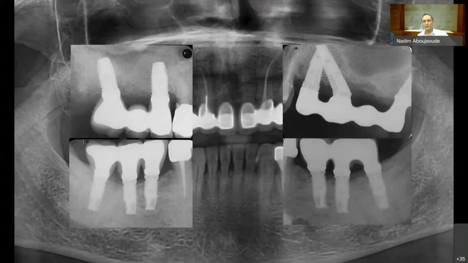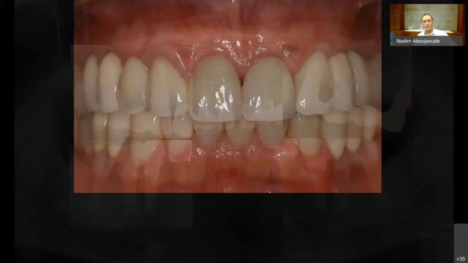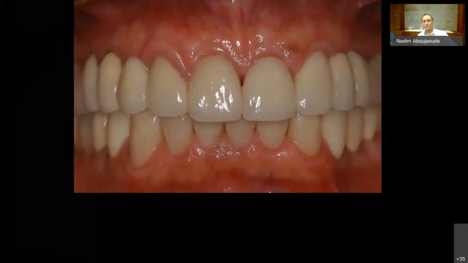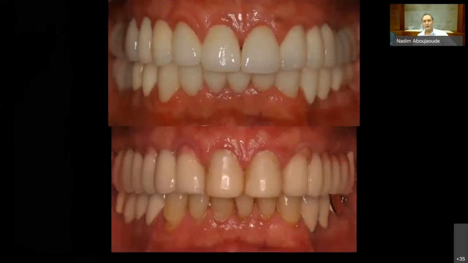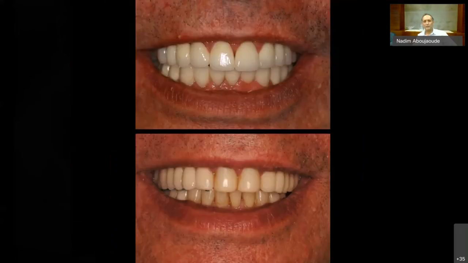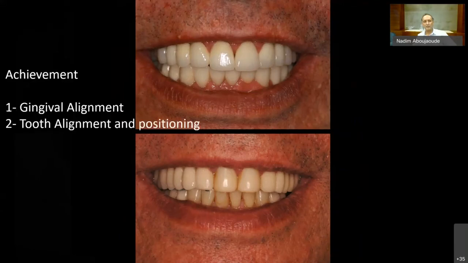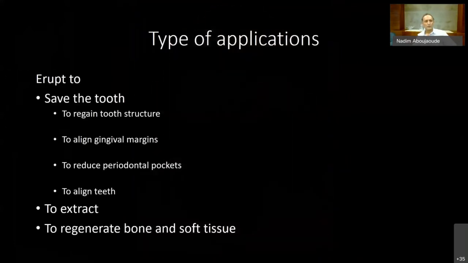The implants are not touching. They are simply offset. One is palatal, one is buccal. And this is the final result of the treatment at the day of the placement. And you can see later on how it is aging with this type of smile that is a healthy smile without pink ceramic. What did we gain? Gingival alignment, tooth alignment, and proper tooth positioning. This is the patient, the happy patient.